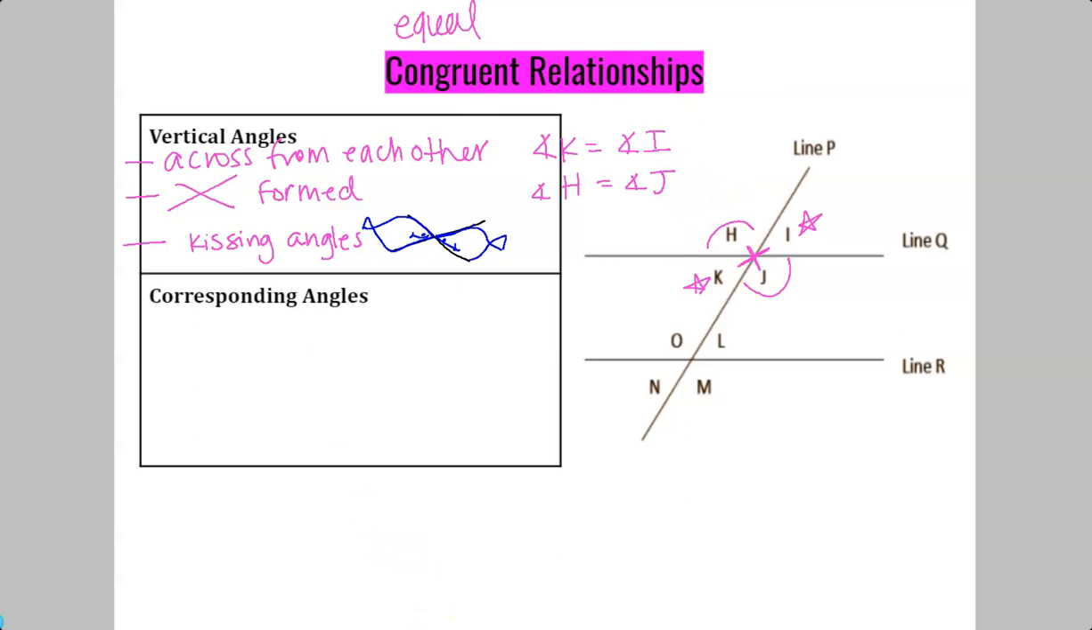Next, we have corresponding angles. Corresponding angles are angles that are in the same position of an intersection.